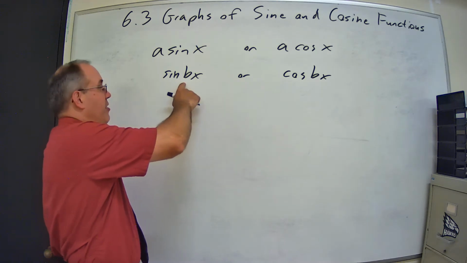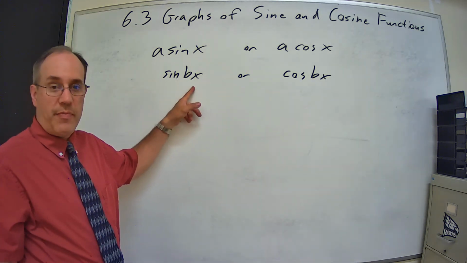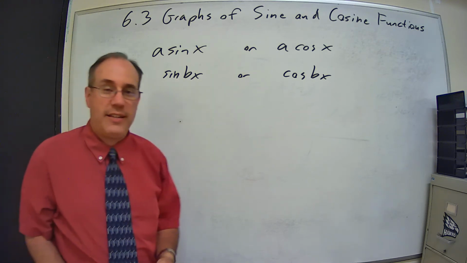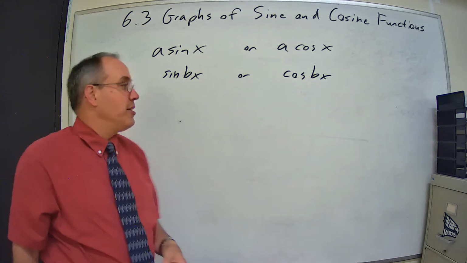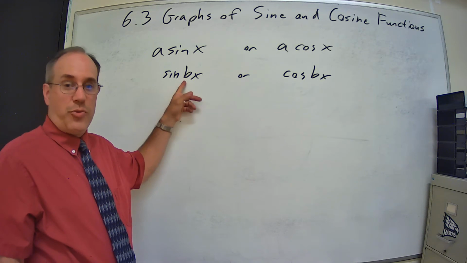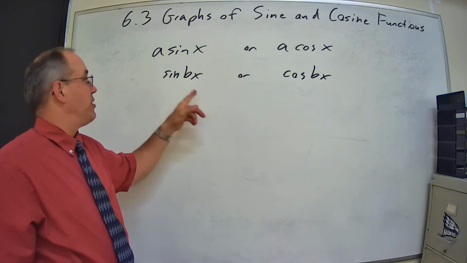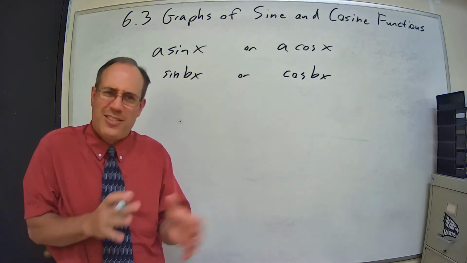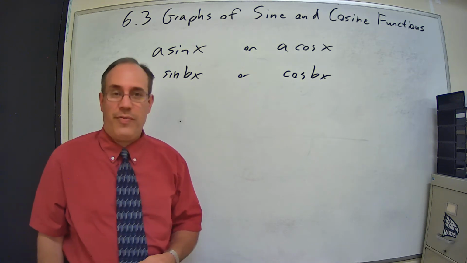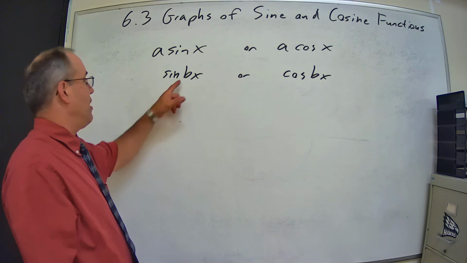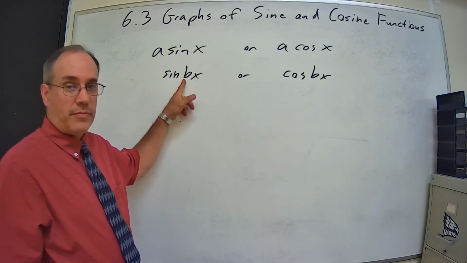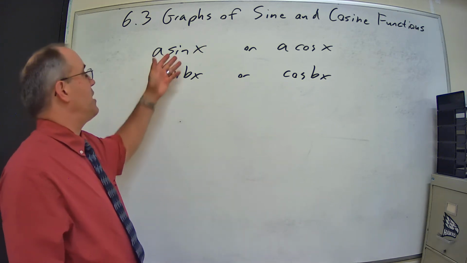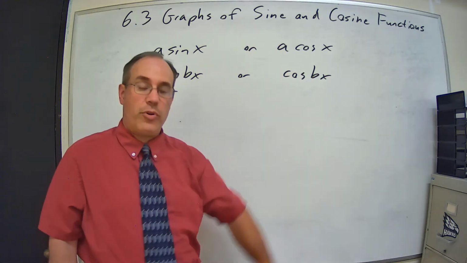Now the b in here, that's affecting the input x. So we know that if you affect input x, that's going to affect the horizontal. So this is going to be a horizontal stretch or shrink. So if b is greater than 1, then it's going to be a horizontal shrink. Remember that horizontally things work opposite of what you're used to, or what you would think of intuitively. And if it's between 0 and 1, then it's going to be a horizontal stretch. And it works the same for sine and for cosine. So they work exactly the same.